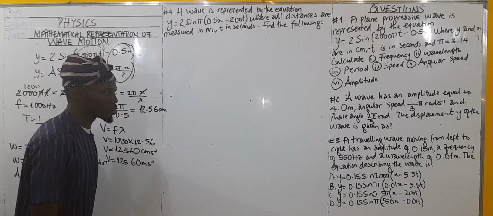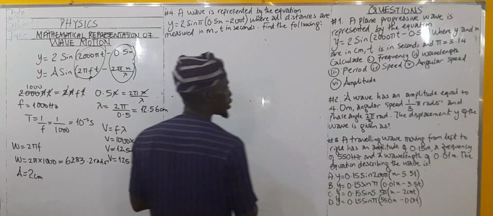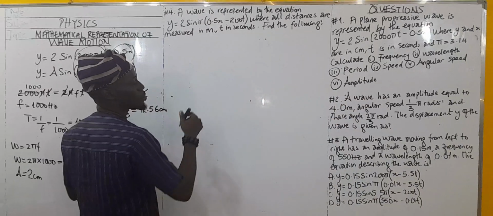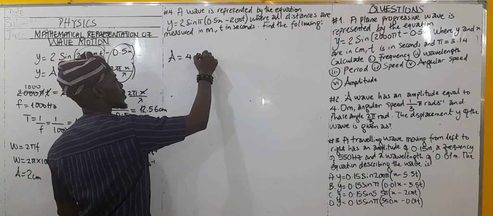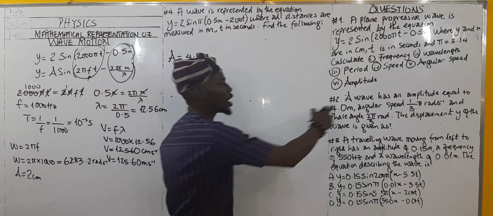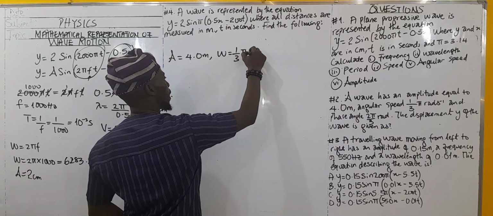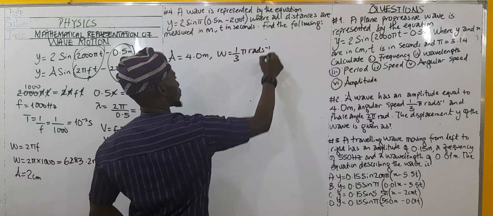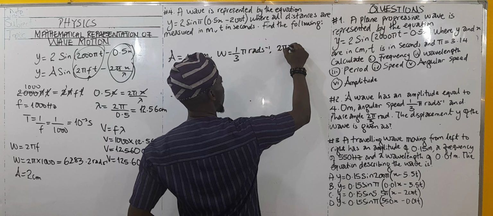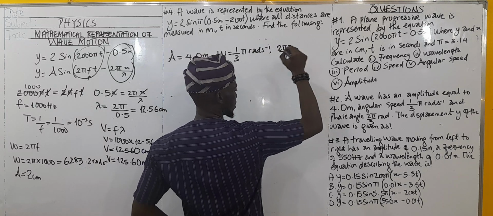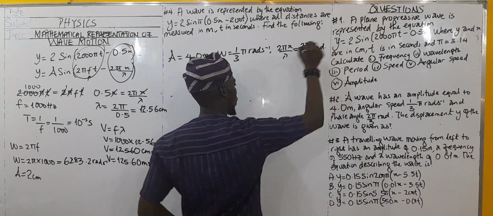Okay, let's go to question 2. A wave has an amplitude of 4.0, so I'm going to write amplitude = 4.0 meter. Let's continue. Angular speed, which is ω = 1/3 π rad per second. And phase angle, what is phase angle? 2πx/λ. Please take note of that. It is equal to 2π/3 rad.